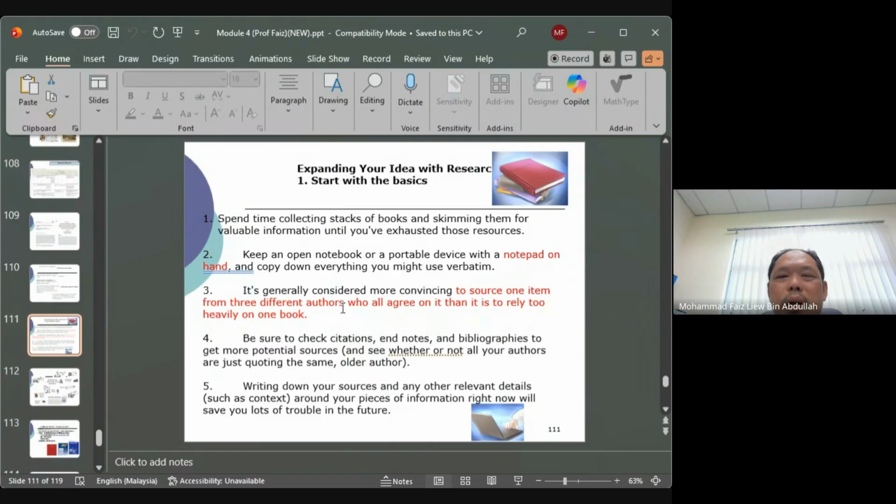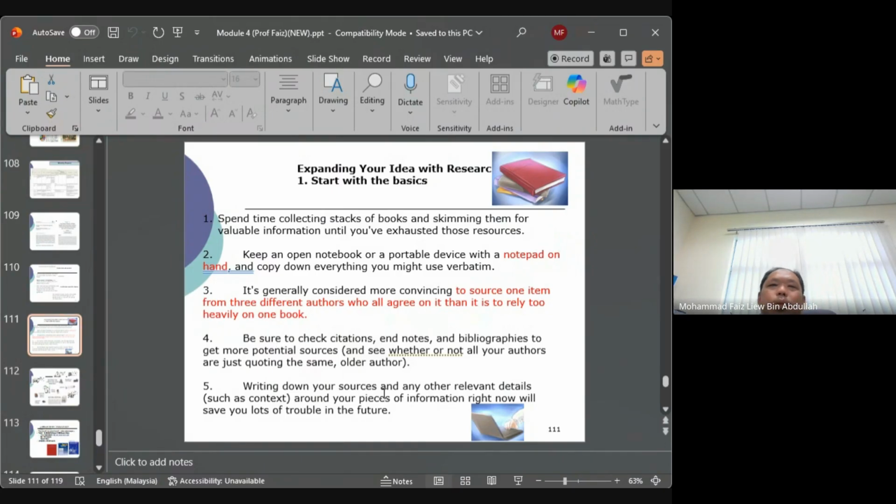So actually literature review is not only for the first year, second year. Throughout your PhD studies, you always have to check online once in a while to see if any other people have done your work, or any new latest discovery related to your work. So be sure to check citations, endnotes, and bibliography to get more potential sources, and see whether or not all your authors are quoting the same from one author. Write down your sources and other relevant details around your piece of information right now, it will save a lot of trouble in future.